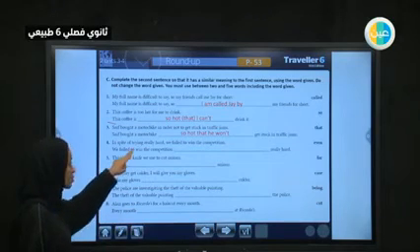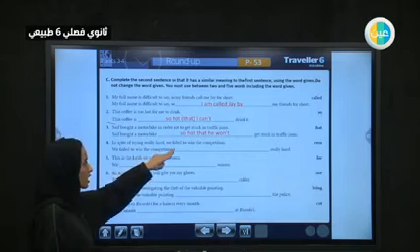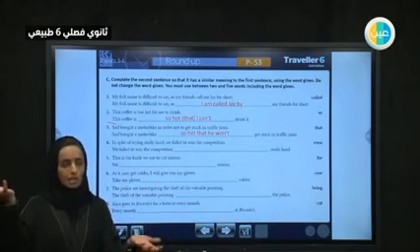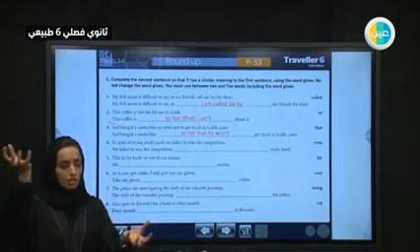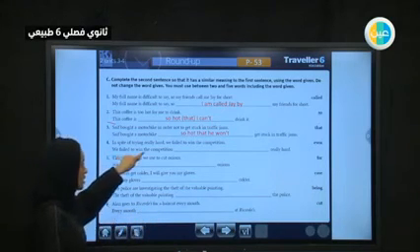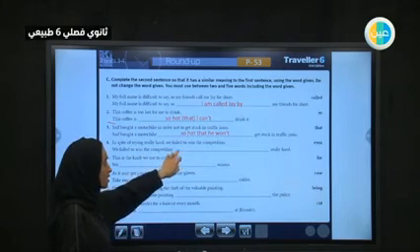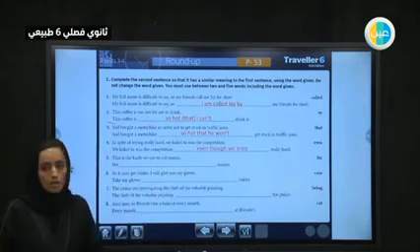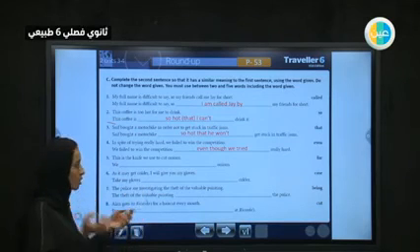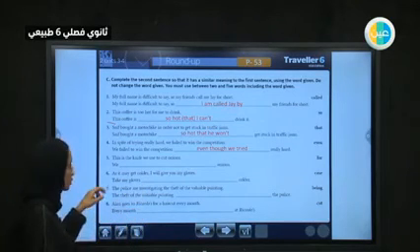In spite of trying really hard, we failed to win the competition. I tried hard, but I didn't win. Concession, the two opposing ideas. We failed to win the competition even though we tried really hard. Yes, we tried really hard, but we failed. Although we tried really hard, we failed.